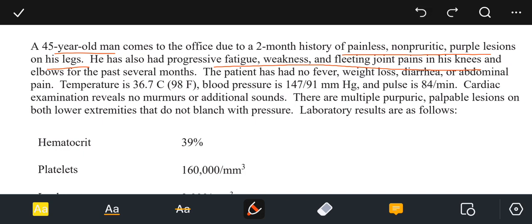Okay. Temperature is 36.7 degrees Celsius, that is high. Blood pressure is 147 by 91 millimeters of mercury, and pulse is also 84 per minute. Cardiac examination reveals no murmurs or additional sounds.